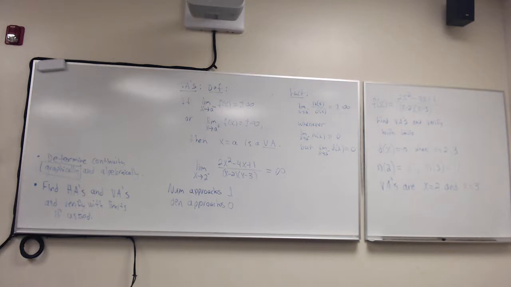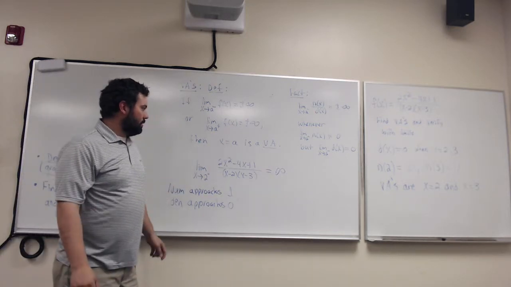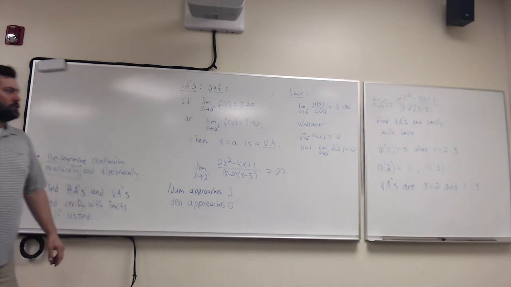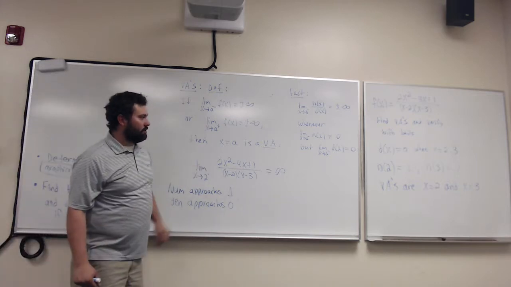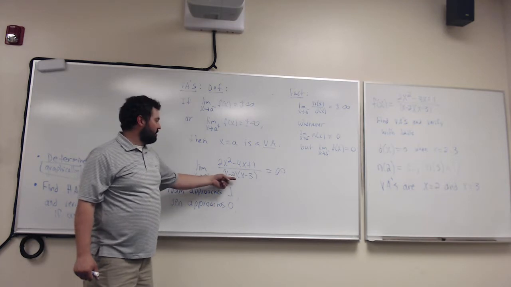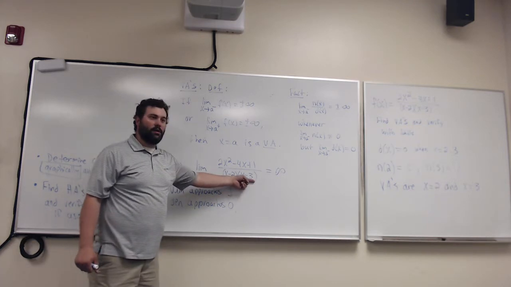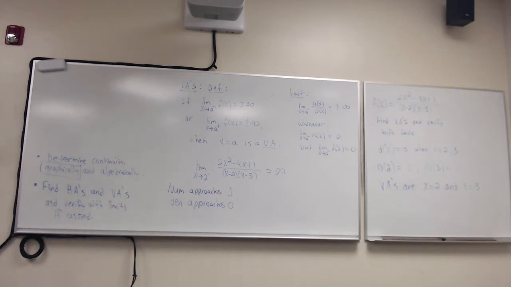Okay. Now, and then you could do the same thing at 3. But I think as you approach 3 from the left, you're actually going to get negative infinity that time. The top will approach a positive number, and if you plug something like 2.9 into the bottom, this factor will be positive, but that will be negative. So if you approach 3 from the left, it'll be minus infinity instead.